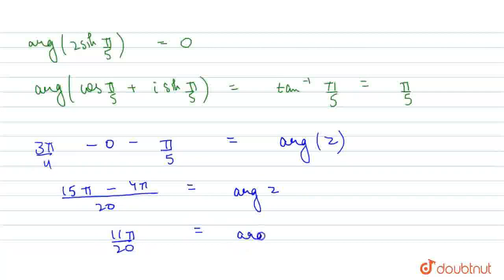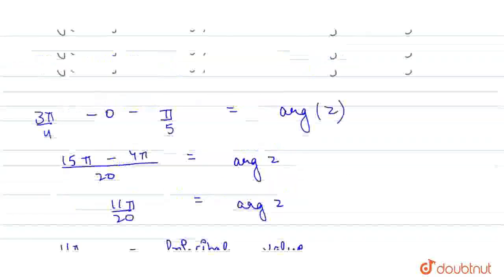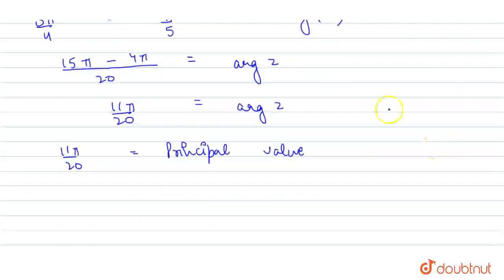Argument of z is this. We can also say the principal argument of z is 11 pi by 20. So the principal value also exists. Now the question asks what the principal argument is, so this is the principal argument also. This is the solution of this question. Okay, have a nice day and stay connected with Doubtnut.